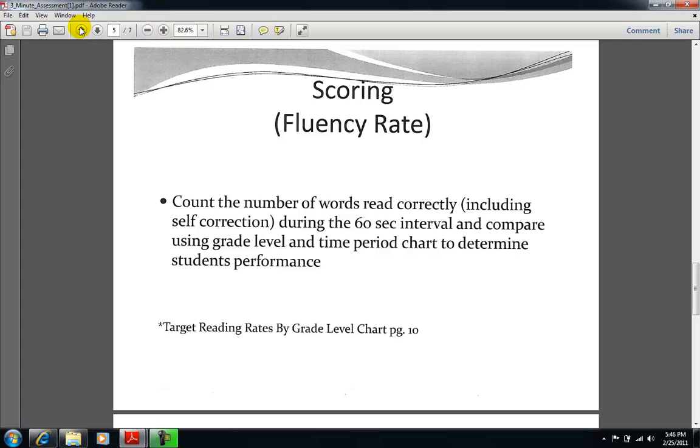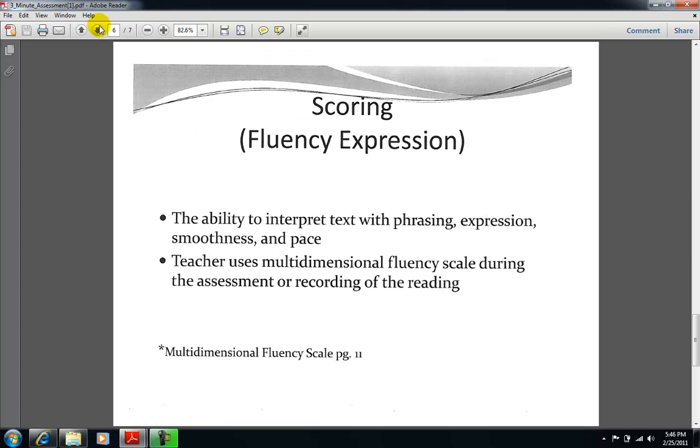Next, we're going to look at the multidimensional fluency scale on page 11. And this is going to help us interpret whether or not the student was reading with proper expression and volume, phrasing and intonation, smoothness, and pace. So I really, really, really encourage you to look at this multidimensional fluency scale and get to know it prior to giving the assessment. And just as I said, make notations about the recall on the comments and observations portion.